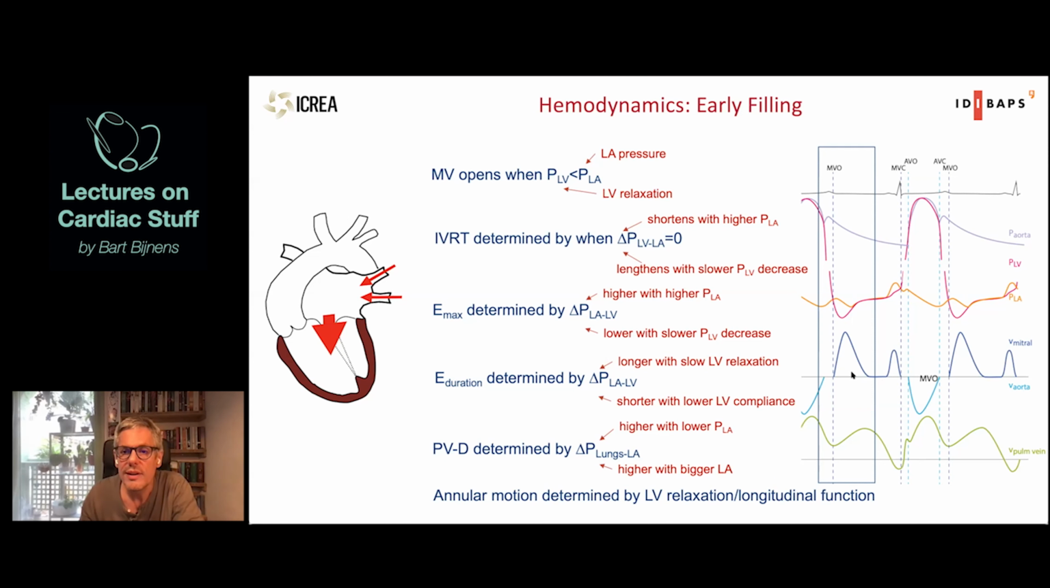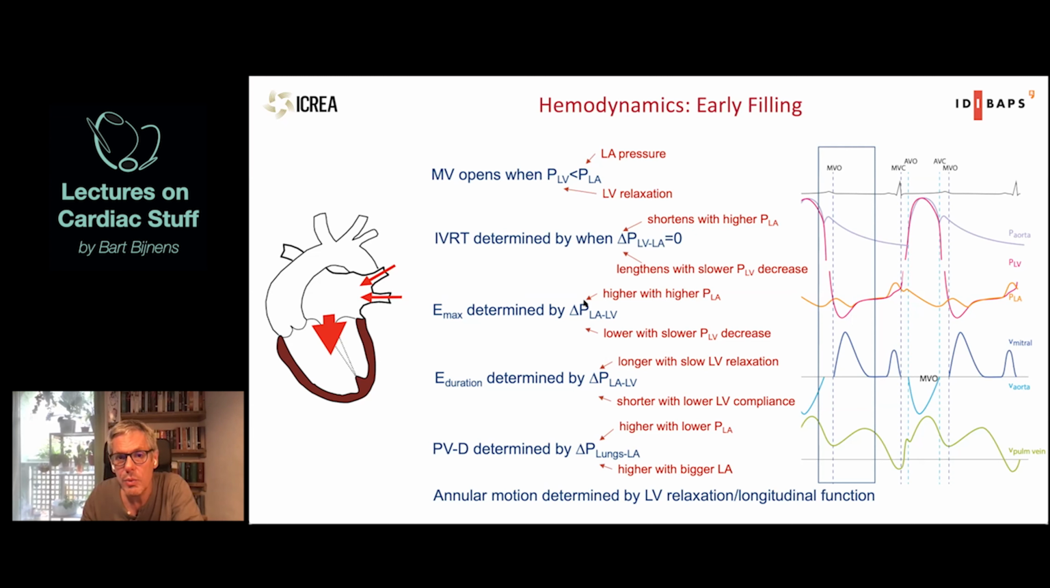Now, if we look at the next component, which would be the early filling wave in the mitral valve, that is, if we measure with Doppler the flow in the mitral valve, that's what we call the E wave, the early wave. Now, the maximum velocity of this E wave is obviously also determined by the pressure difference of the left atrium and the left ventricle. Of course, it happens a little bit later than the isovolumic relaxation time, but still the determinant of any flow, as you know, is the pressure gradient.